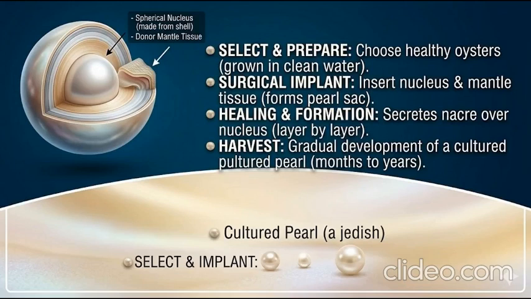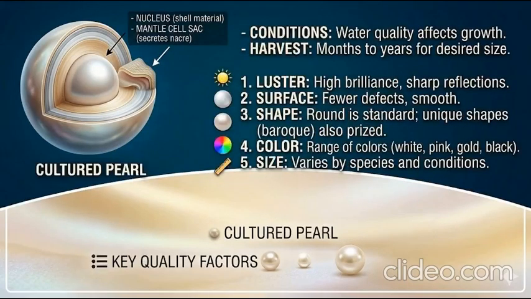A small spherical nucleus is inserted into the oyster. This nucleus is often made from shell material. Along with the nucleus, a small piece of mantle tissue from a donor oyster is also inserted. This donor tissue contains cells capable of producing nacre. After implantation, the oyster is returned to the water.